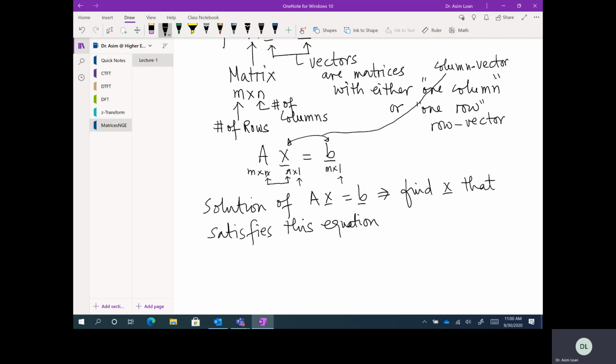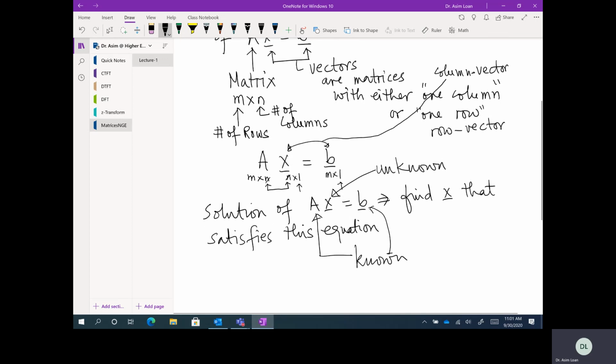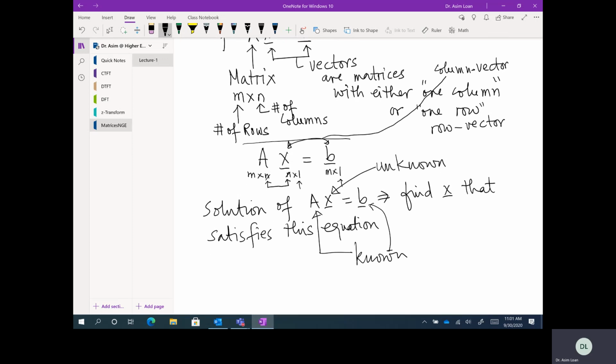We'll do some examples and then we'll see what this means. So A is known, B is known. So A and B are known, and X is the unknown over here. So this is what it means when you say you need to find the solution of AX equals B, which simply means you need to find X. So this is the first one of the two problems of linear algebra, that you need to solve this set of equations.